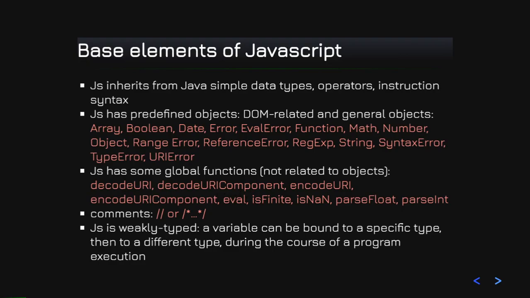It evaluates JavaScript code and executes it. Then some functions for testing: isFinite, isNaN, parseFloat, so parsing a string into a float, parsing a string into an integer, and so on. Then the comments are written as usual, like we do it in Java or C++ or C#, so using // or slash and a star if we want to write a comment on several lines. JavaScript is, as I said before, weakly typed, meaning that a variable can be bound to different types throughout the execution of the code.